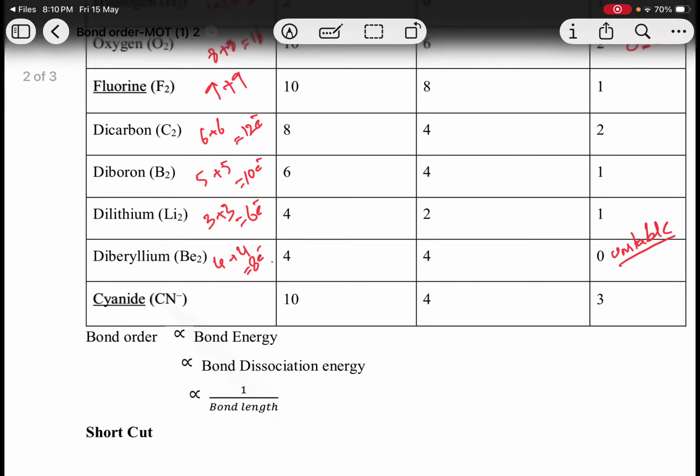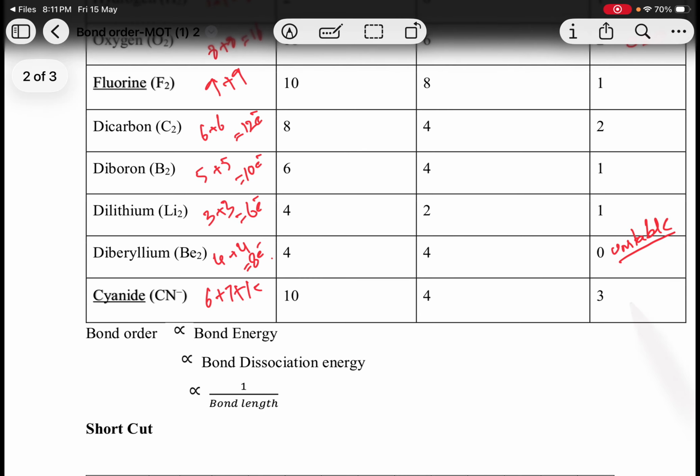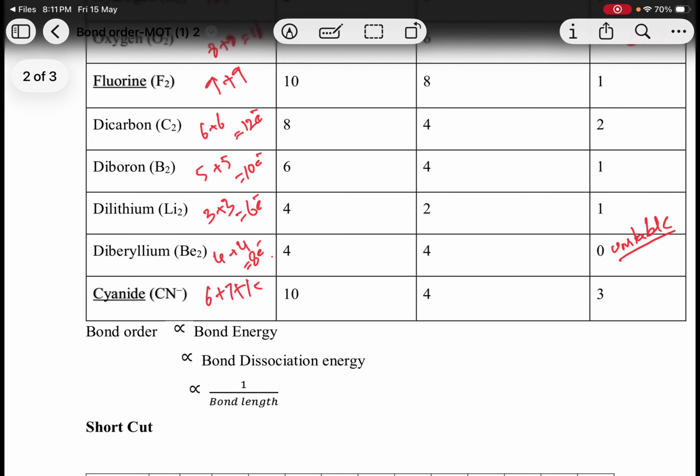Next, cyanide: carbon 6 electrons, nitrogen 7 electrons, and the minus means add 1 electron, so a total of 14 electrons. So bonding 10, antibonding 4, so bond order is 3, meaning a triple bond is present between the two atoms. Bond order is always directly proportional to the bond energy. It is directly proportional to the bond dissociation energy and inversely proportional to the bond length.